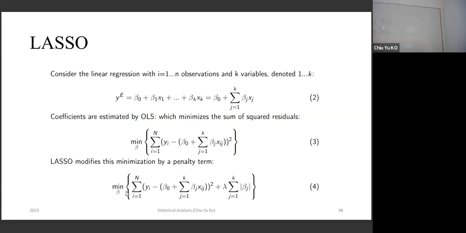Because with the absolute value, negative and positive both become positive. So although I want to minimize the main term, I also want to say that for things that can become 0, it is better. The smaller the better. By doing so, things that don't matter become 0.